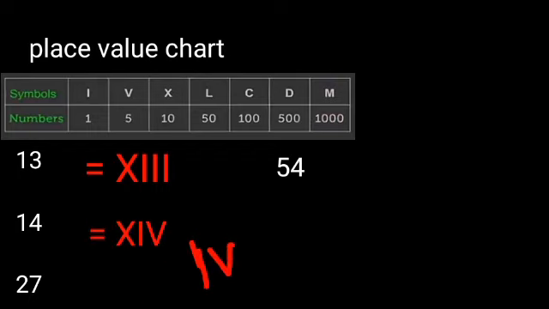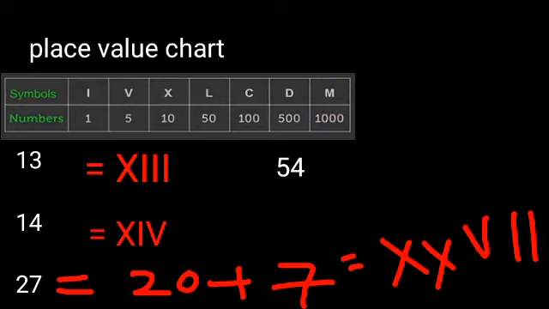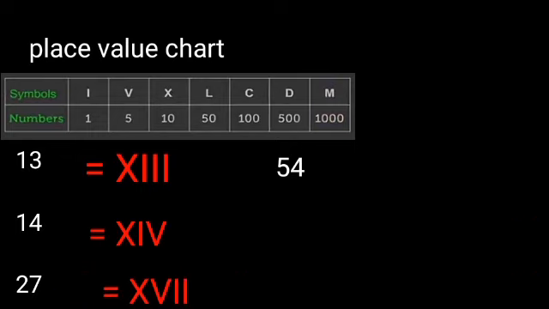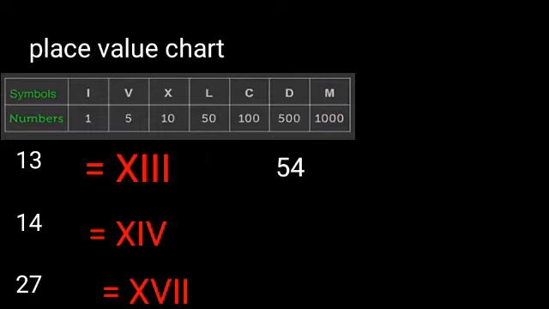To write 27, write 20 plus 7. Value of 20 will be XX, and 7 is VII. To write 54, write 50 plus 4. 50 from the Roman numeral chart is L, and to add 4, we will write IV to the right side.